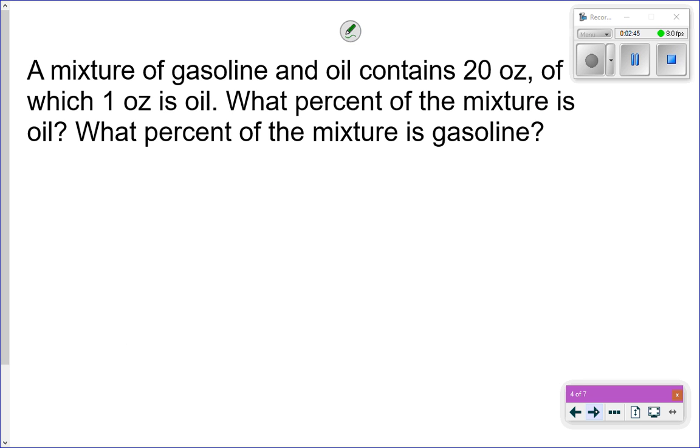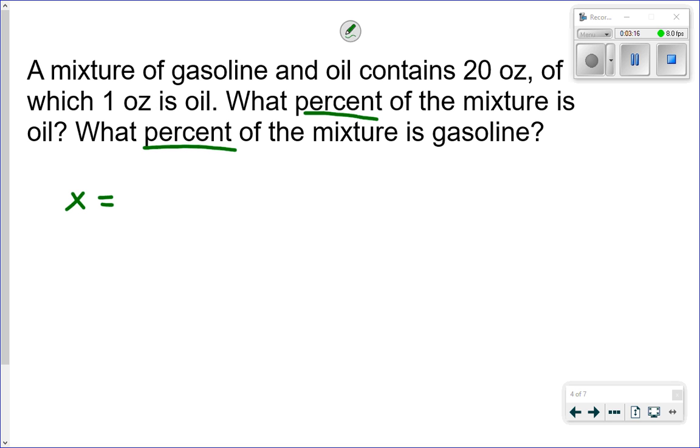Okay, first example, it says a mixture of gasoline and oil contains 20 ounces, of which 1 ounce is oil. What percent of the mixture is oil? What percent of the mixture is gasoline? So there's actually 2 parts to this question. When you're doing this section, you need to make sure that you're reading all the different parts and making sure that you're providing all the answers that they're asking for. So in both questions, we're solving for percent. So we know that that is going to be where my variable is, off to the left where the percent part of the problem is.